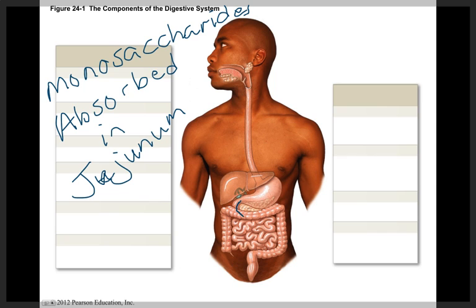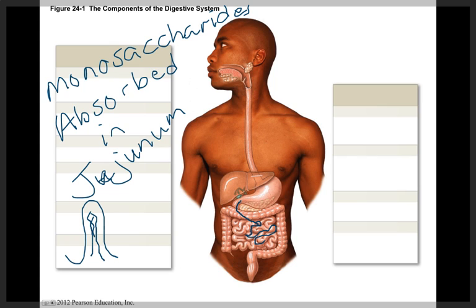So here's the duodenum. It's very short. It's only about a foot long. And then we have this long jejunum. And in the jejunum there are these, again, villi, and inside the villi there are some blood vessels.